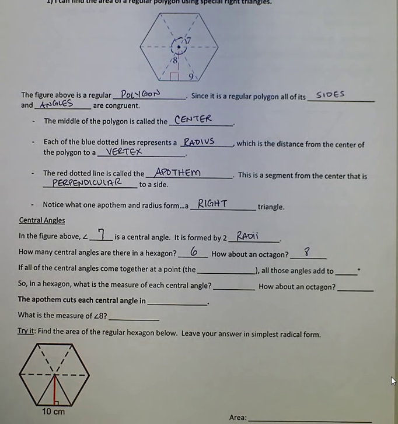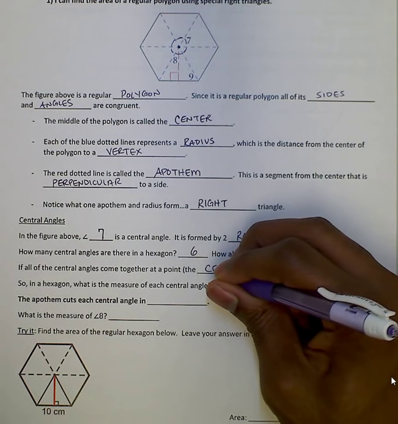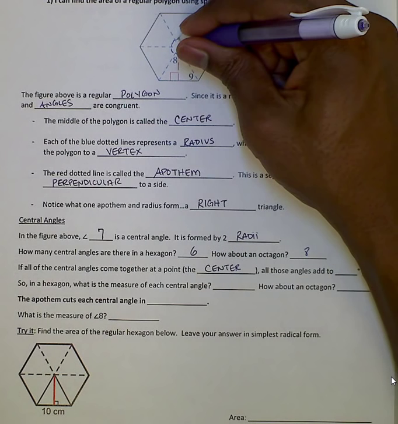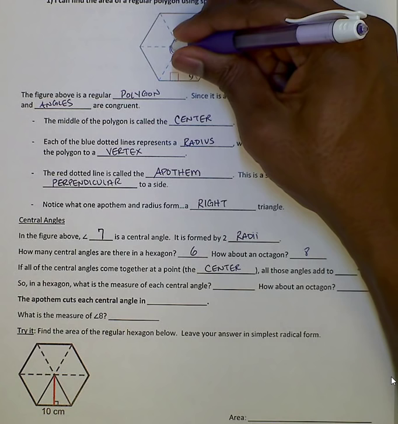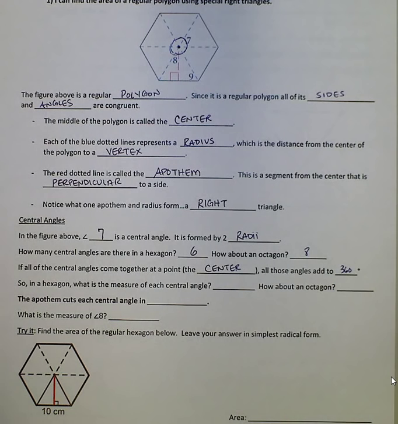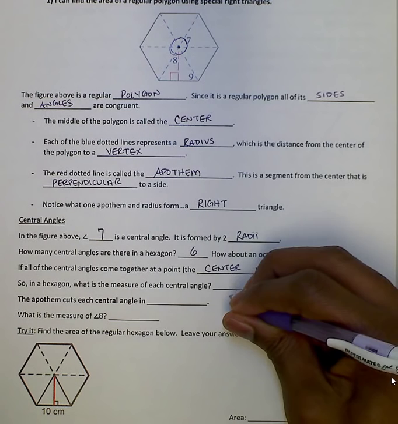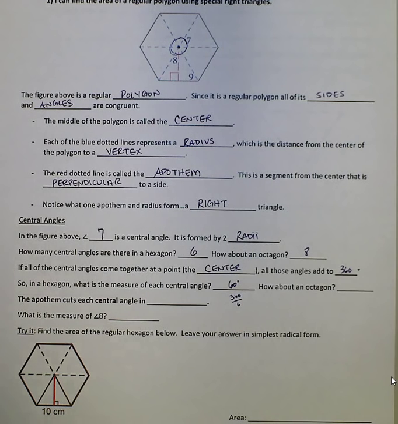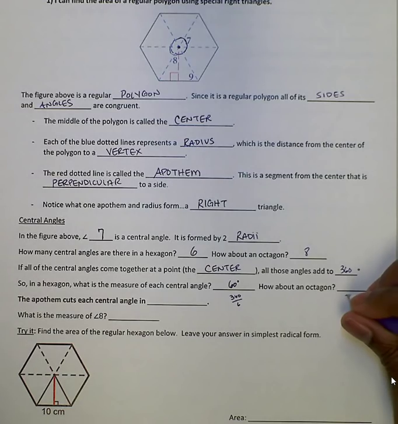If all the central angles come together at one point, the center, all those angles add up to, what's the shape that we just drew counting out the central angles? Circle, so 360. So in a hexagon, what is the measure of each central angle? We know they all add up to 360 and there are 6 of them, so 360 divided by 6 gives us 60 degrees. In an octagon, we could do the same thing, 360 divided by 8, and that will give us 45 degrees.